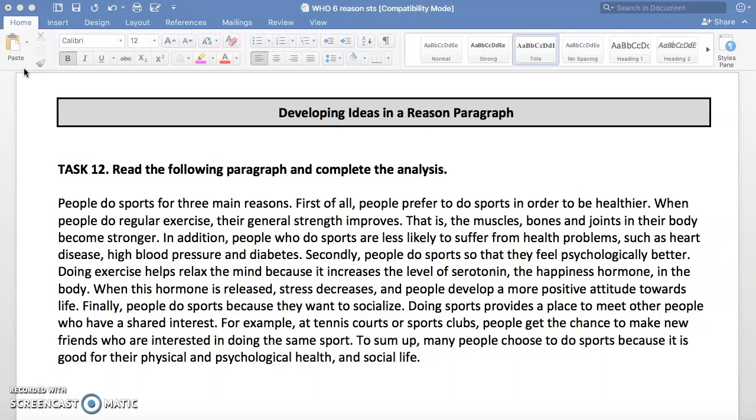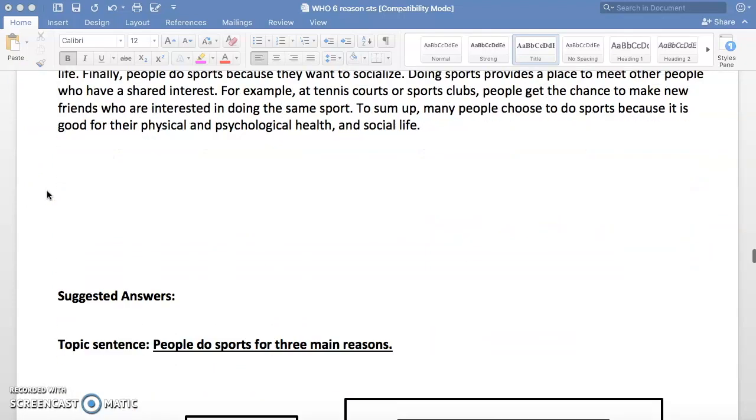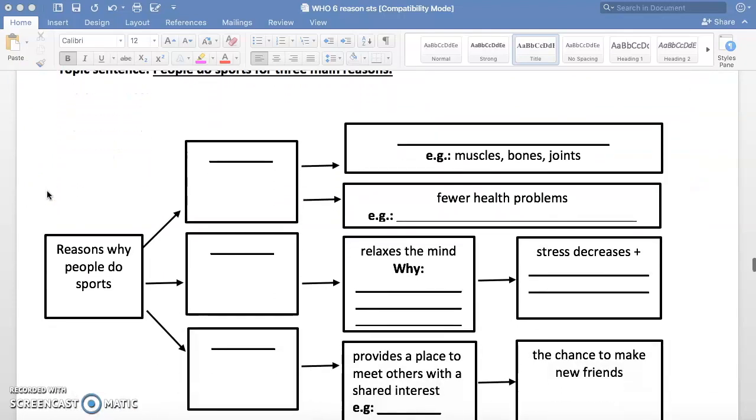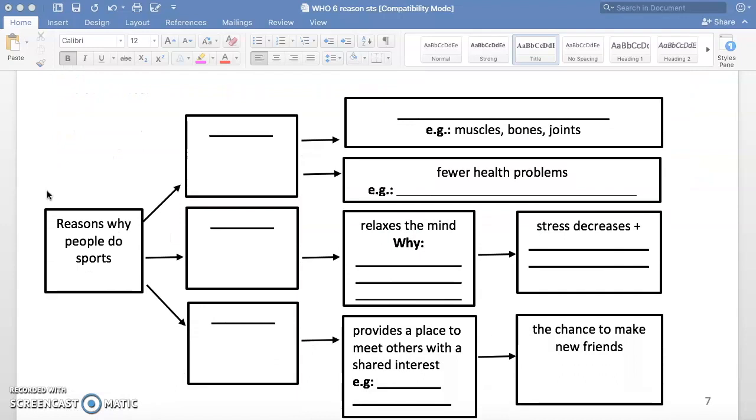I would like you to have a look at task 12. There's a sample paragraph. Please pause the video now and read the paragraph and analyze it. And please fill in the blanks in this outline here.